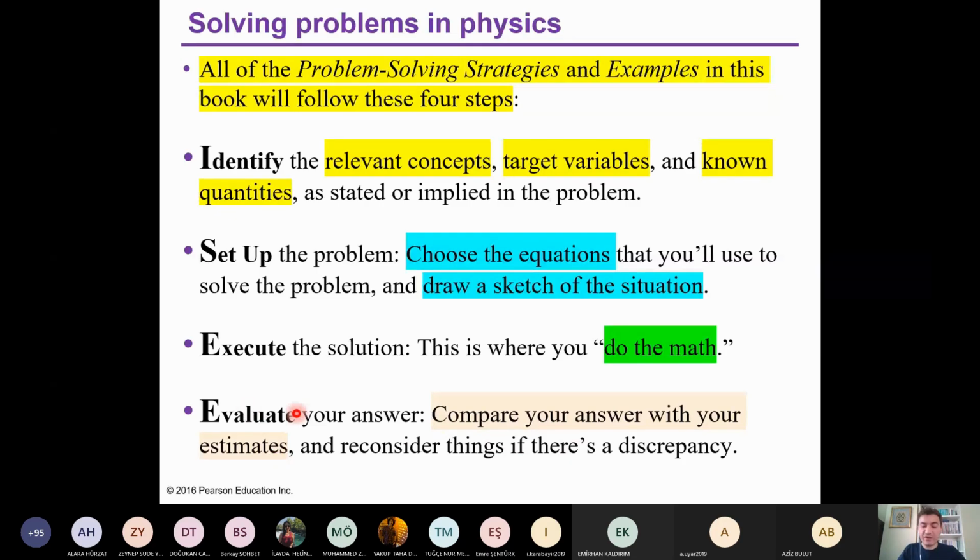Sometimes you can get a very bad result and it can be meaningless, okay? So you have to evaluate your answer. You have to evaluate your solution. This is very important. And if you check the examples within the book by Young and Freedman, you will see that each example is solved with that method, IC, okay? Identify, set up, execute, evaluate. I will show you one example within the transparencies. Then let me continue with the idealized model.